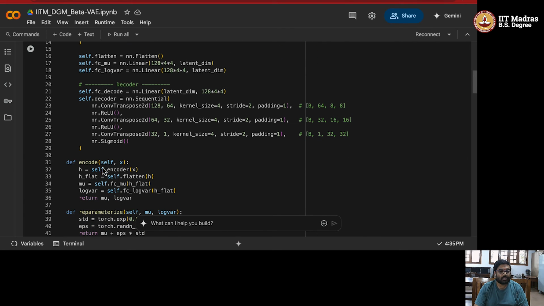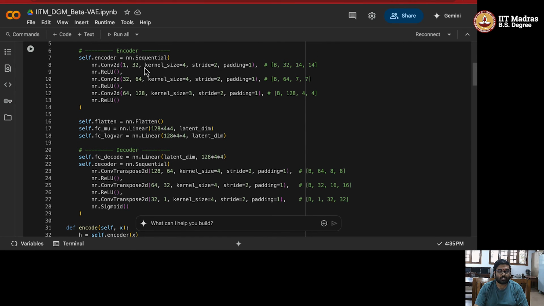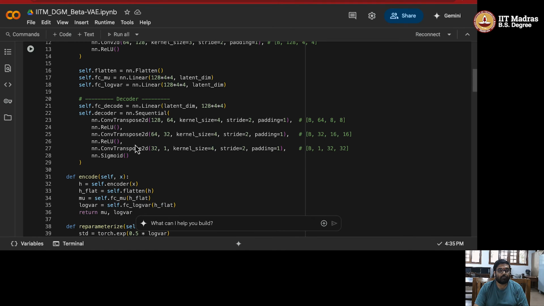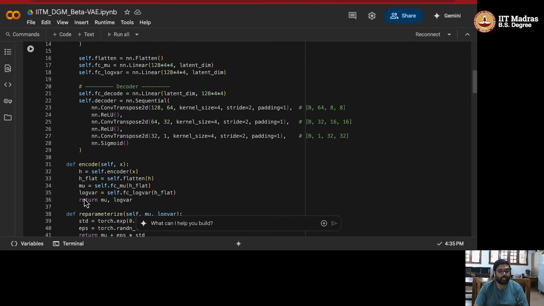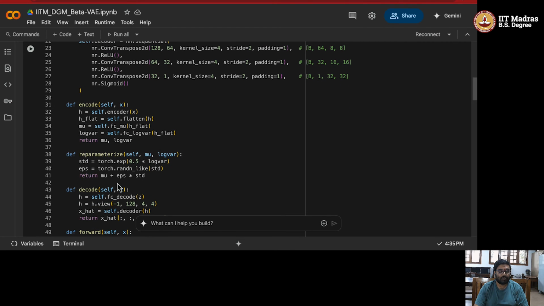Okay. Now, this is the encoder. The encoder will give you the parameters mu and sigma. Now, you will pass an example through the encoder. Now, you will get this block, the nn.Sequential encoder block. And then you flatten it up. Okay. Then you obtain mu and sigma, and then you send it out. And this is the reparameterization that happens. Now, mu plus sigma into epsilon, the standard deviation.